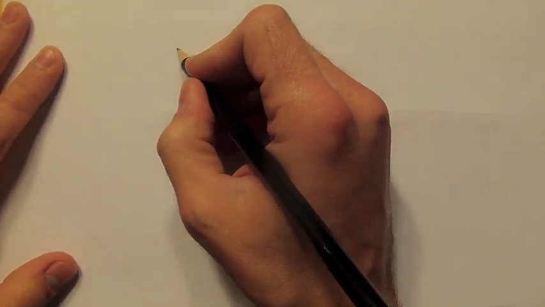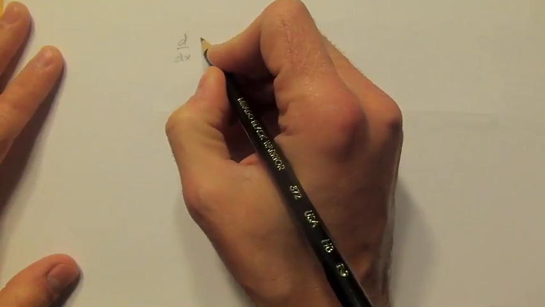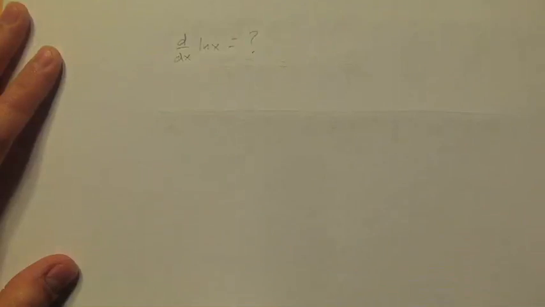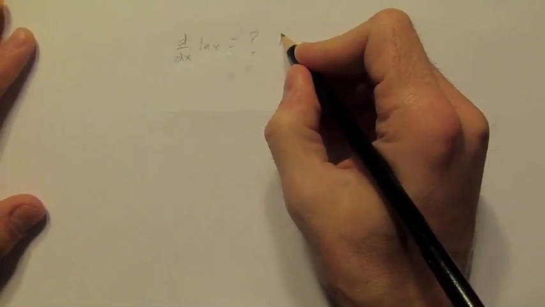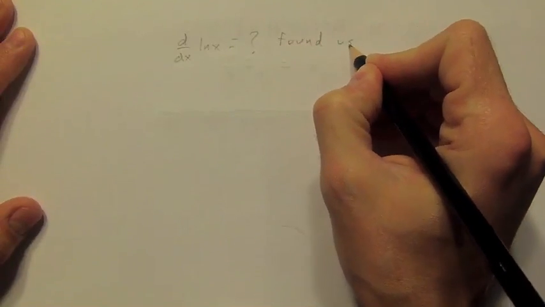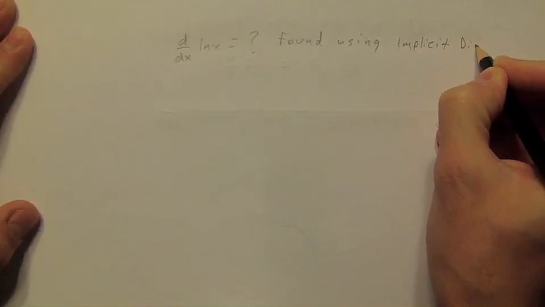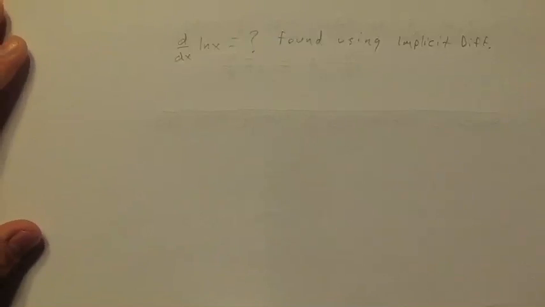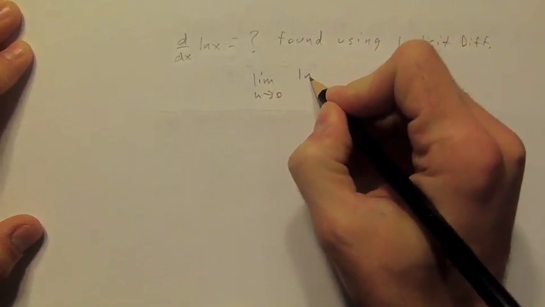All right, and to start all this off, this may seem a little counterintuitive, but we're going to look at the derivative of the natural log of x. Okay, so we get this using implicit differentiation, mainly because when you use the limit definition, you don't really get much, right?